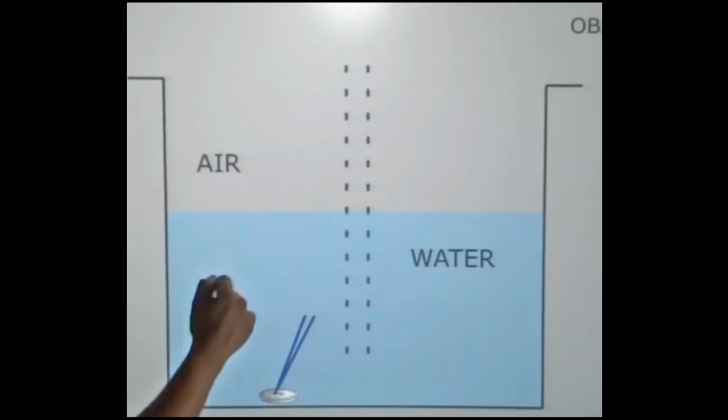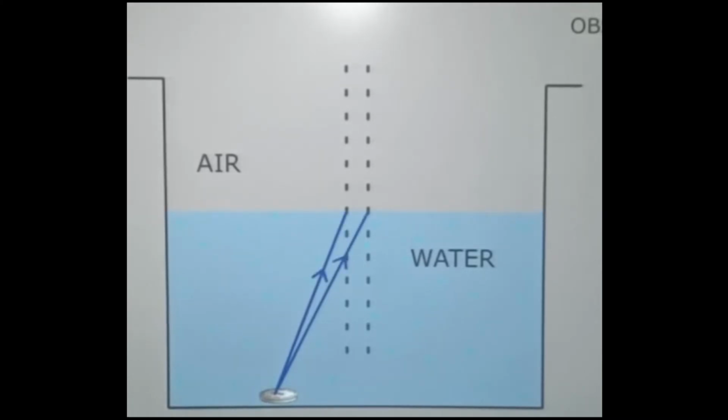Here we find that rays of light from the coin are reaching the surface of water. Here the coin has been placed at the bottom, and as you can see, the rays of light are reaching the water surface from inside water. So what can we say? We can say that the rays of light are traveling from a denser medium to a rarer medium.